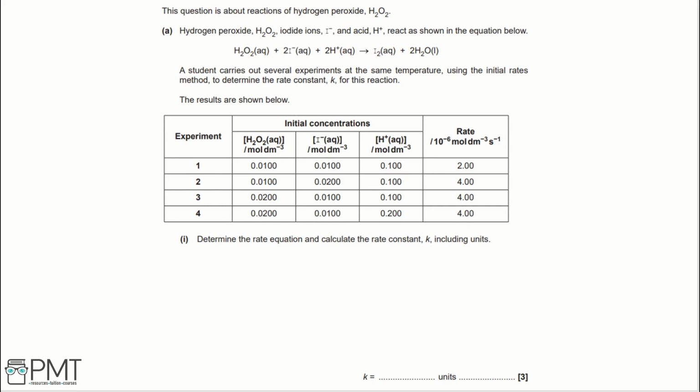Part I. Determine the rate equation and calculate the rate constant K using units. To start, let's write a general rate equation for this reaction. A general rate equation for this reaction will be rate equals K and then each of our reagents, so H2O2, I- and H+. We then need to establish which order each of these reactants are.